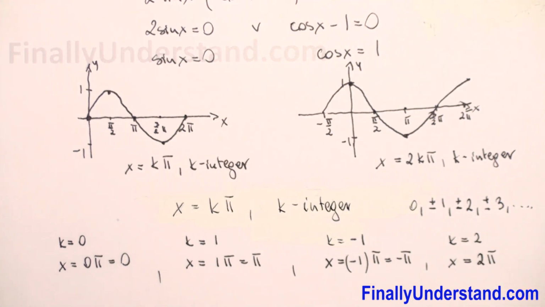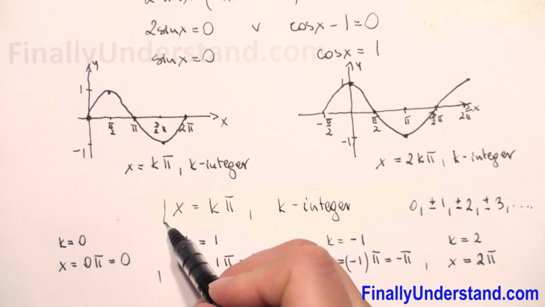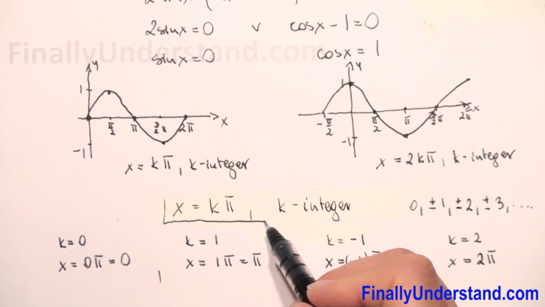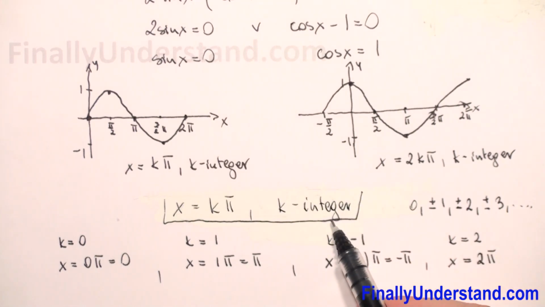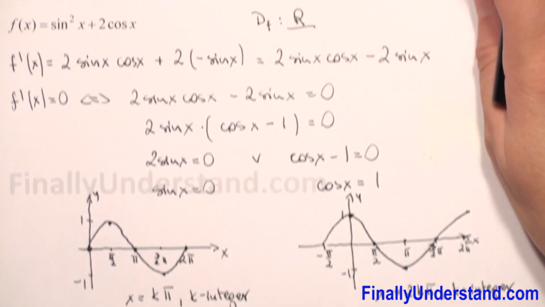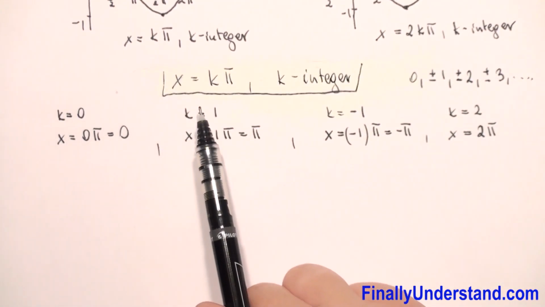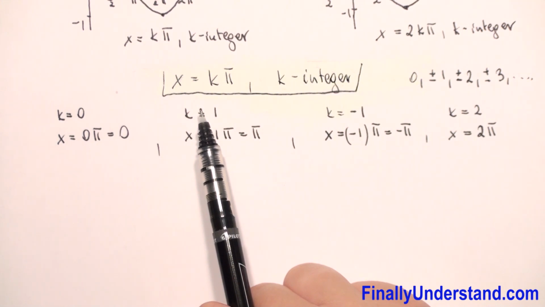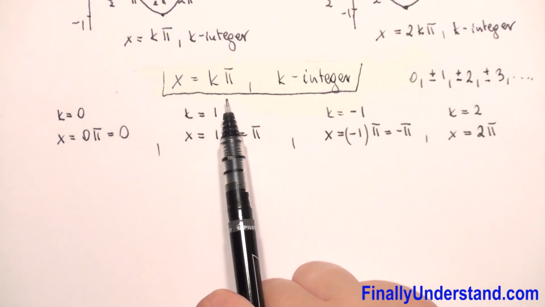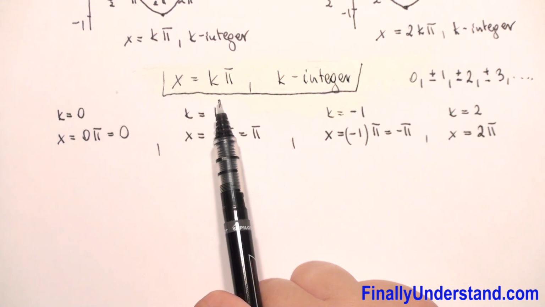We cannot write all of these critical numbers because they go to infinity. We can continue with 3, -3, 4, -4, and so on. So we just write x equals k times pi, where k is an integer. The domain of our function was all real numbers, so our solution belongs to the domain. So x equals k times pi is the critical number.